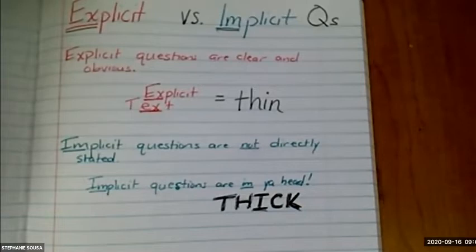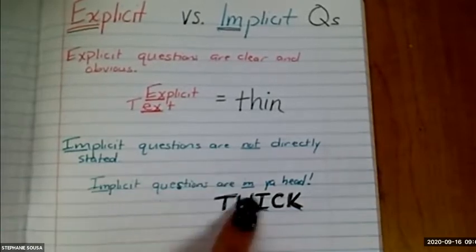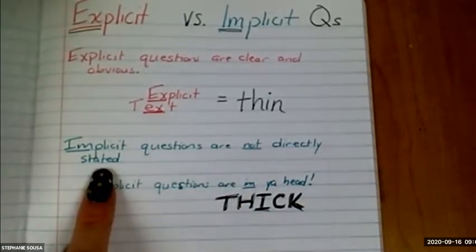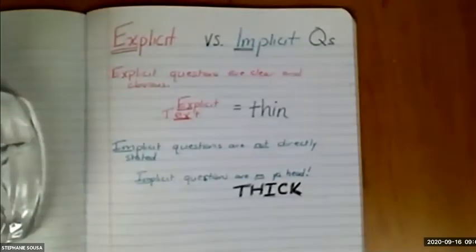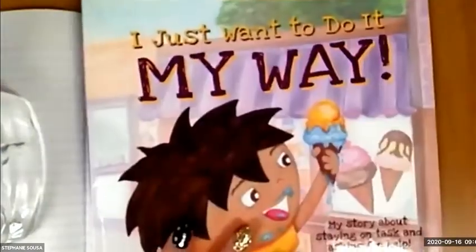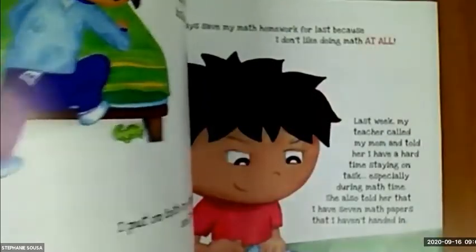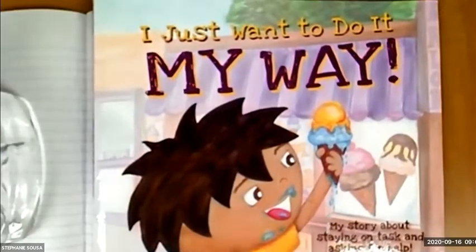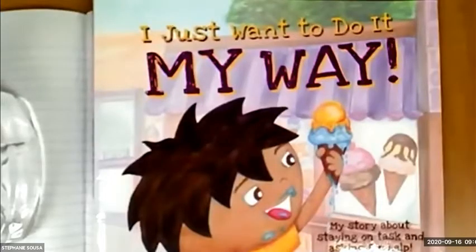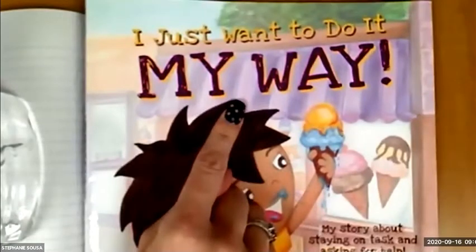Remember, implicit questions are in your head. They are not directly stated, okay? So implicit questions are thick, all right? They take a lot of thought. So an example would be exactly like what we just shared when we were talking about what mistake did you see him make. There's nothing in the text that says, this was a mistake. But you use your background knowledge to say, ooh, I don't think he should be doing that, so I'm going to make sure that I label this as a mistake. So you had to think in your head without being able to go, boom, there it is, okay?